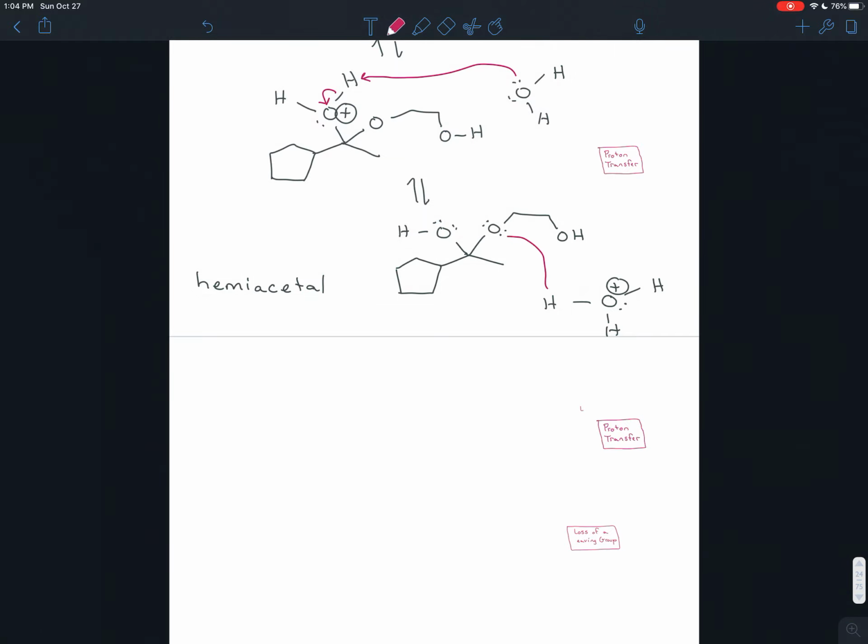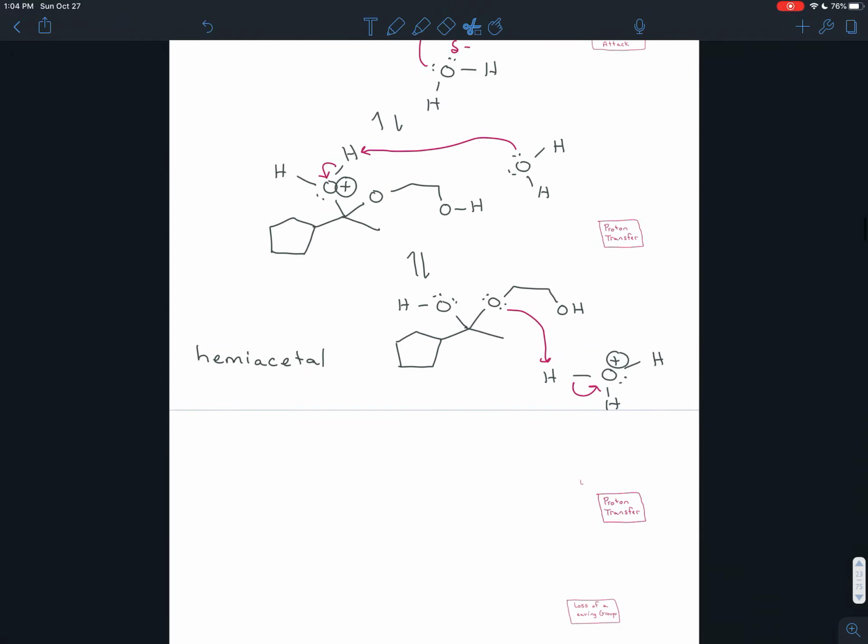and the slightly negative oxygen can attack the slightly positive hydrogens on that hydronium. The electrons that were keeping the hydrogen there snap back onto the oxygen to help stabilize the positive charge on that oxygen. Now that is a proton transfer. So that's what we're doing here.